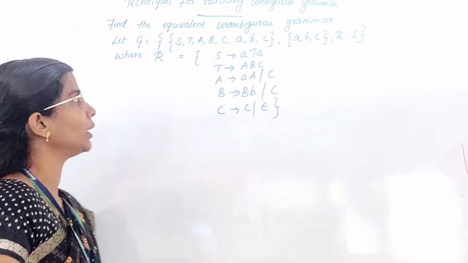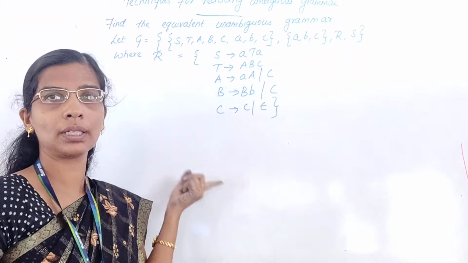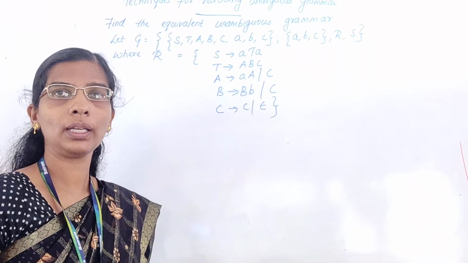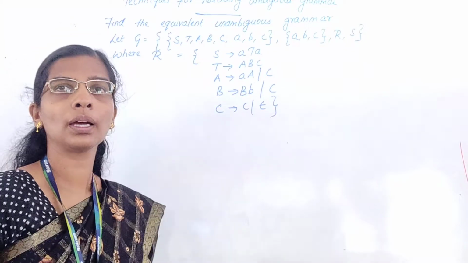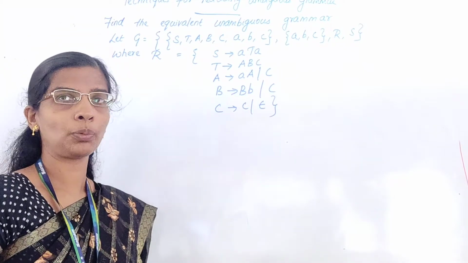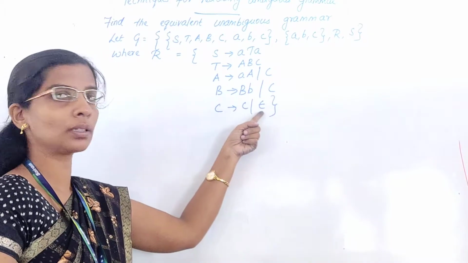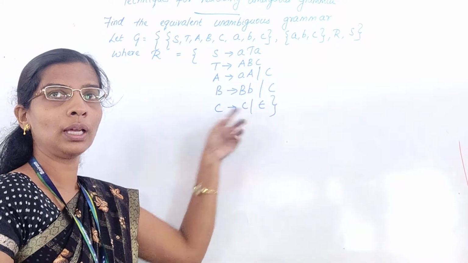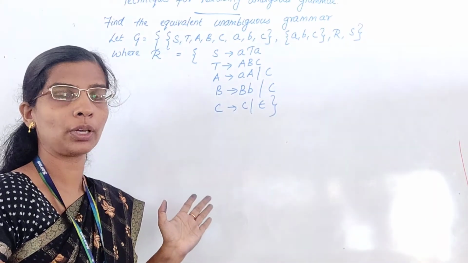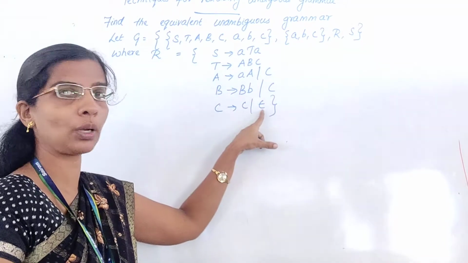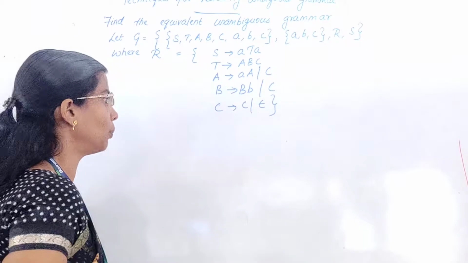See, the question is find the equivalent unambiguous grammar. So it is understood this grammar is ambiguous and I have to find the equivalent unambiguous grammar. What is the first step? I have to eliminate epsilon production. Now look at the grammar. Is there any epsilon production? Yes. You know what is epsilon production? If the RHS has only epsilon, that production is epsilon production. So this grammar has epsilon production, and my first step is to eliminate it.